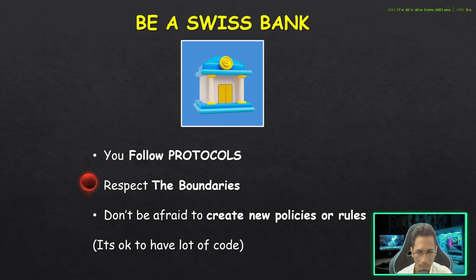Don't worry, don't memorize it by heart, just remember these three rules. As we code in GAS and in C++, you will understand what I'm trying to say. And when I say don't be afraid to create new policies or rules, I meant that you should feel free to create as many functions as you want, because functions keep things modular. Okay, so it's okay to have a lot of code when you are writing.